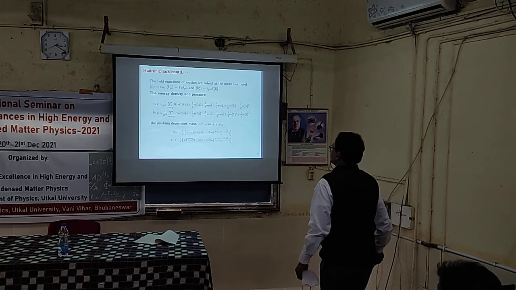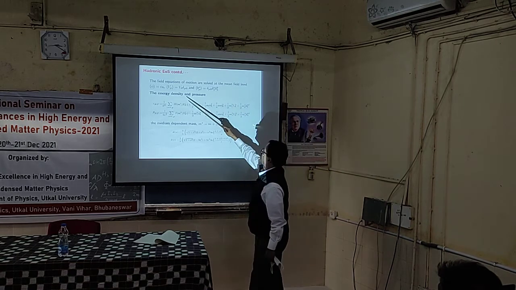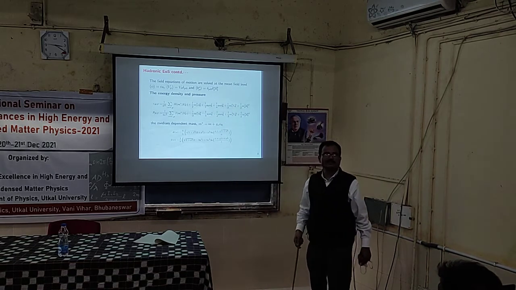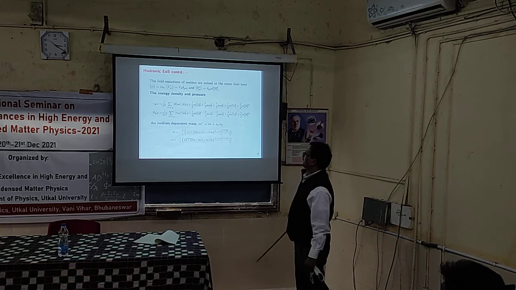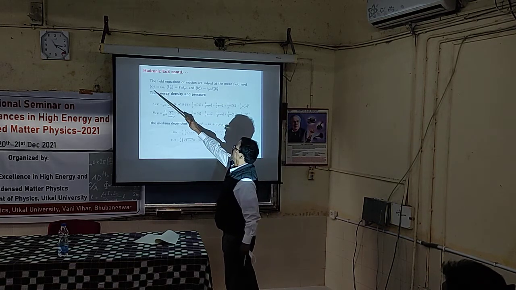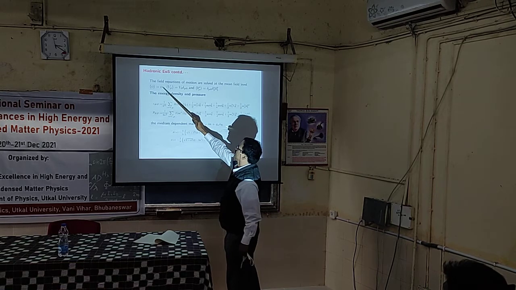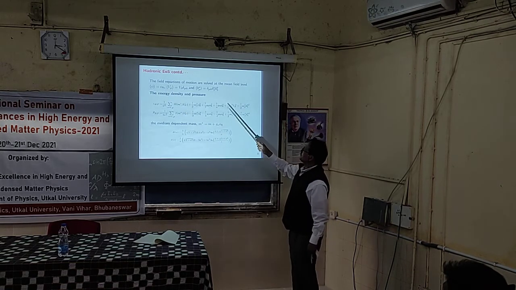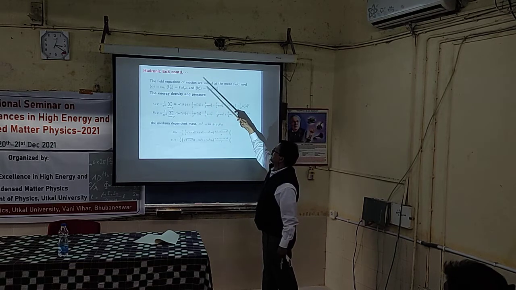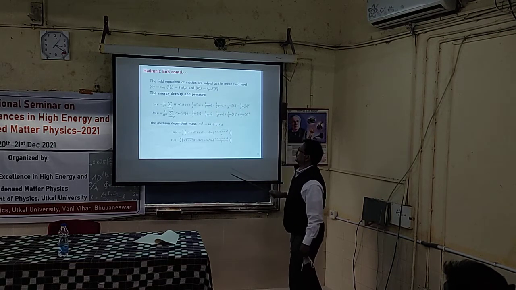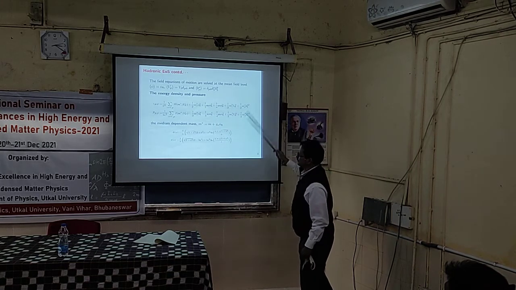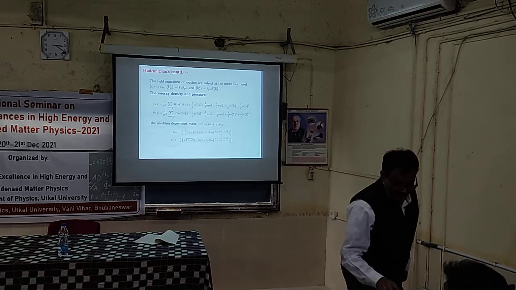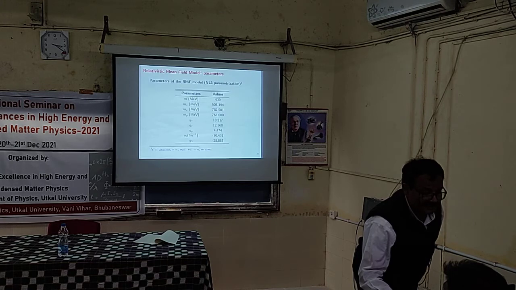Once you have the Lagrangian, you solve the Lagrangian equations of motion at the mean field level, which means you treat the meson field expectation values as constants and treat the nucleon fields as quantum fields. Then you can calculate the energy density and pressure. There is some expression you can get, and these are some of the model parameters.